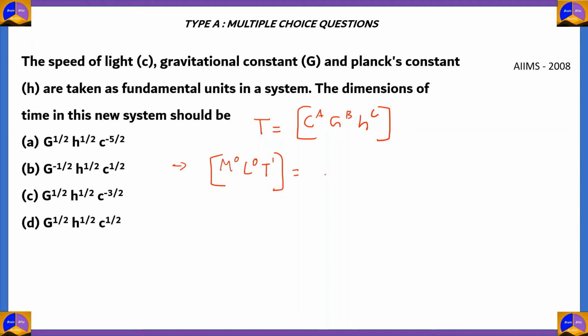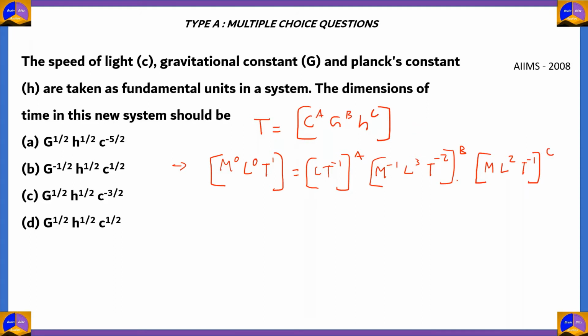And now what we do is we write the dimensions of c. C is the speed of light, and for speed, it's LT raised to minus 1, and then whole raised to a. Let's do the same for g. And for g, it is force by mass. So M raised to minus 1, L cube, T raised to minus 2, whole raised to b. And for Planck's constant, which is ML squared T power minus 1, we put the overall exponent c. So this is our equation in the original dimensions.